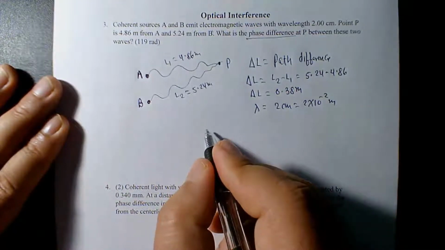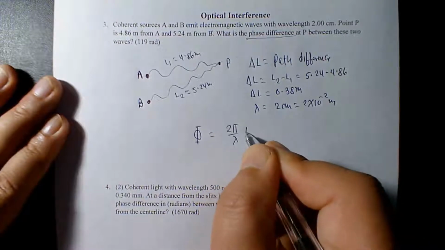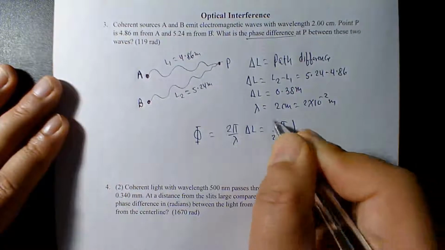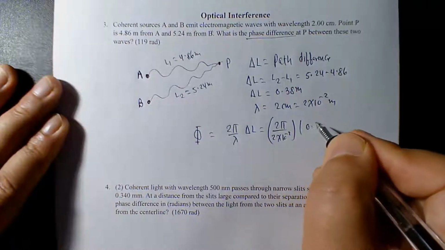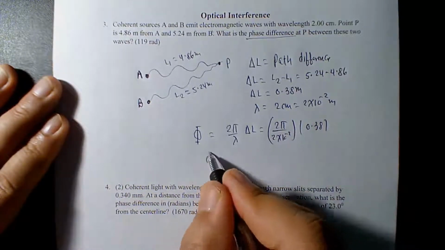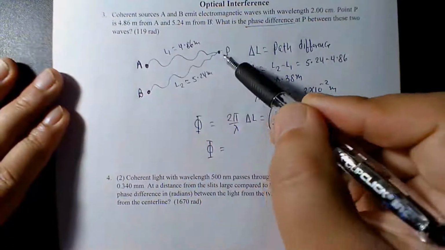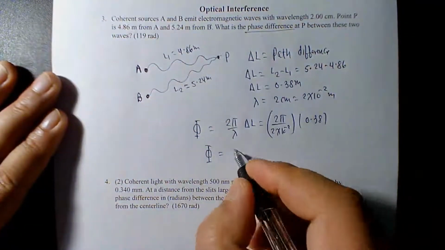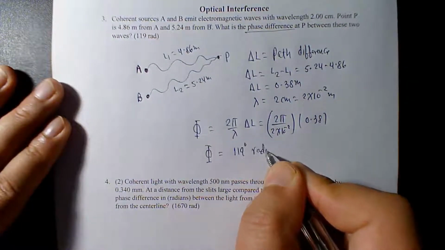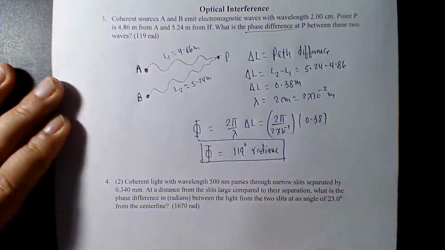And then the phase difference between these two waves, this is the relation: 2 pi over lambda times the path difference. So 2 pi over lambda, which is 2 centimeter, times the path difference 0.38. That's it, and this will be in radians because it has pi here. So the phase difference between these two electromagnetic waves reaching here is given by 119 radians. This is the main formula.